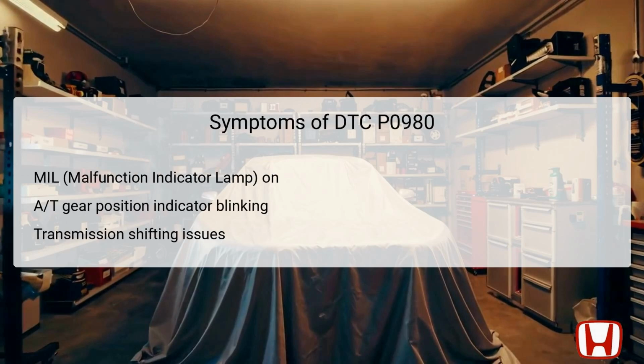When DTC P0980 is present, the driver may notice several distinct symptoms that indicate a problem with the automatic transmission system. Firstly, the MIL, or malfunction indicator lamp, will illuminate, signaling that the vehicle's onboard diagnostic system has detected a fault. Secondly, the AT gear position indicator will start to blink, indicating an operational issue within the transmission. These warning signals often accompany noticeable transmission shifting issues, where the vehicle may struggle to shift smoothly between gears or may get stuck in a particular gear. These symptoms are clear indicators that immediate attention is needed to prevent further damage to the vehicle's transmission system.